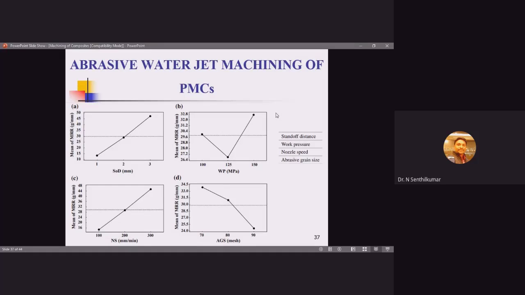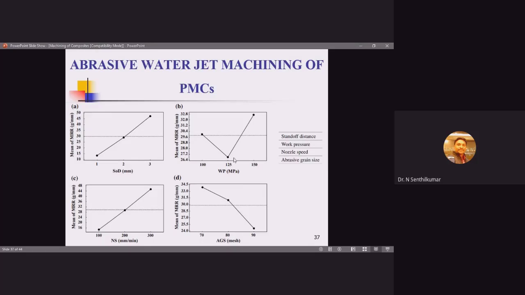Profile cutting on any polymers is being done using this water jet machining. So nowadays, even metal matrix composites we are going to machine or cut using this abrasive water jet machining process. So the first one is the standoff difference. The standoff difference is nothing but the distance between the workpiece and the nozzle. If the nozzle and the workpiece difference increases, the MRR tends to increase. So the standoff difference has to be higher, so that higher MRR is obtained.